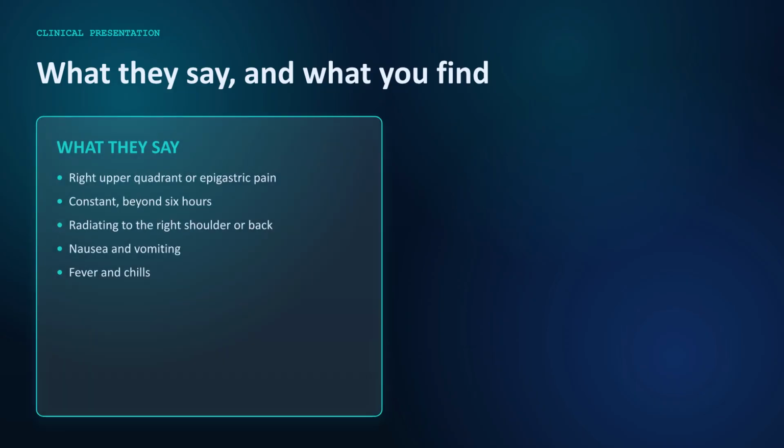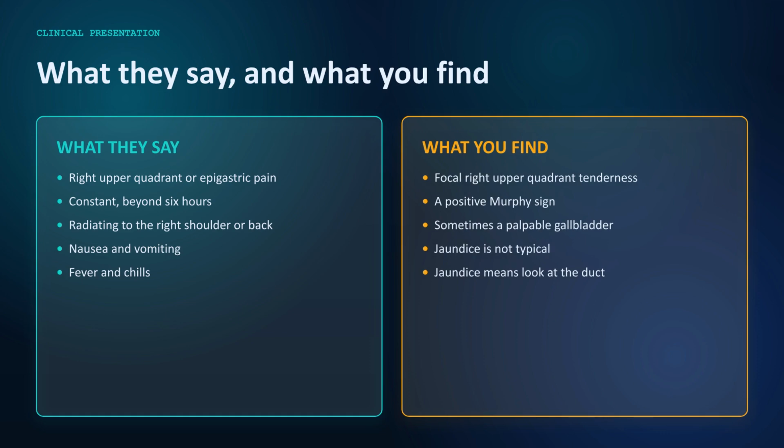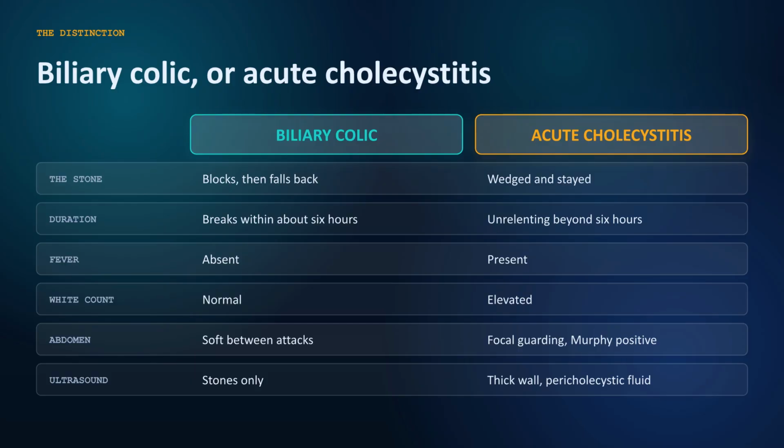Right upper quadrant or epigastric pain that is constant and lasts more than 6 hours, often radiating to the right shoulder or around to the back, with nausea, vomiting, and fever. What do you find? Focal right upper quadrant tenderness, a positive Murphy sign, and sometimes a palpable gallbladder. Jaundice is not typical here, and when you see it, you should start thinking about the bile duct instead. The combination to act on is localized pain plus fever plus a positive Murphy sign. And remember the exceptions. Older patients and patients with diabetes can present with far less pain than the picture would suggest.